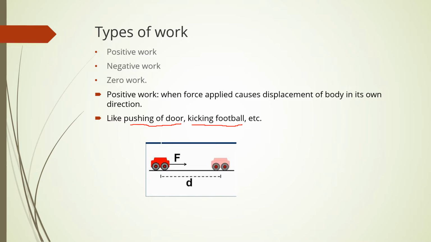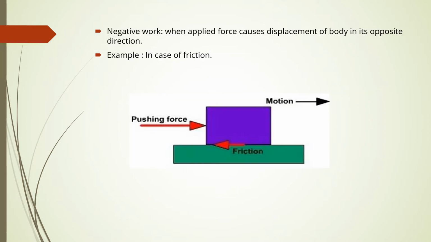So here also positive work is done. We can cite a lot of examples from your daily life for positive work. Next one, negative work. When applied force causes displacement of a body in its opposite direction. How does it happen? When we are applying a force and the body is moving in the opposite direction, at that time we can call it negative work.